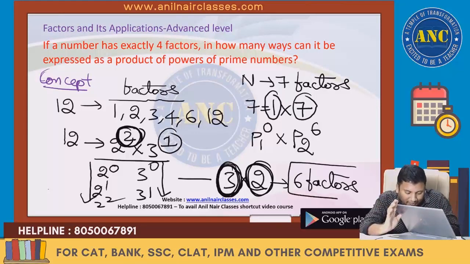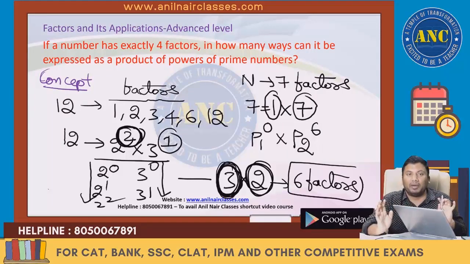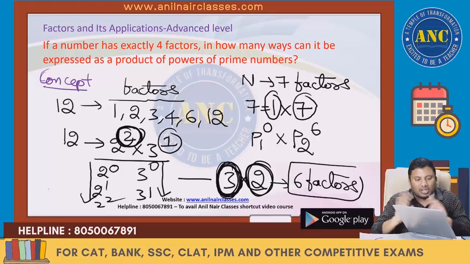If the number of factors is given, if it is 3 into 2, 3 means power will be 2. If this is 2, the power will be 1. Am I right? I will do some examples, then I will come to the question. I will not solve any question without making you understand the concept. Now see here.